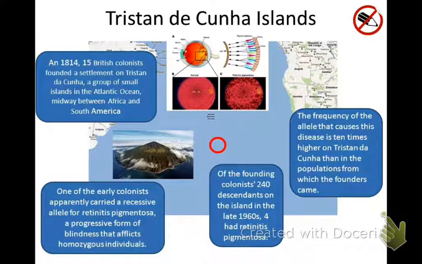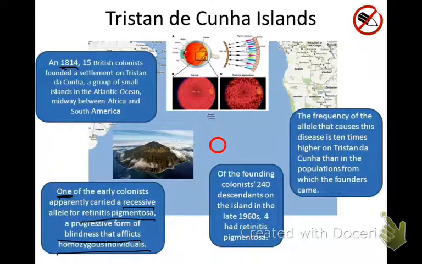Okay, another example that is present in your textbook is the Tristan da Cunha Islands. In 1814, 15 British colonists founded a settlement on this island. It is midway between South Africa and South America. One of the early colonists had a recessive allele for retinitis pigmentosa. It is a progressive form of blindness present in homozygous individuals.